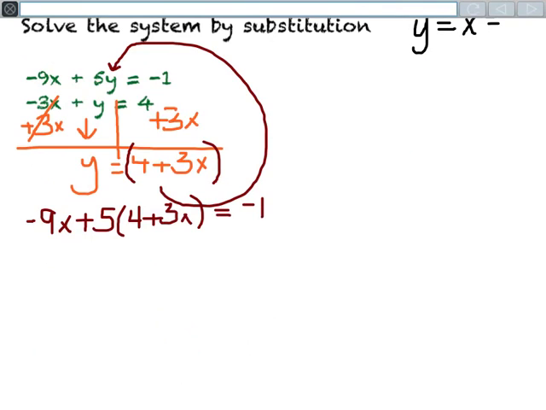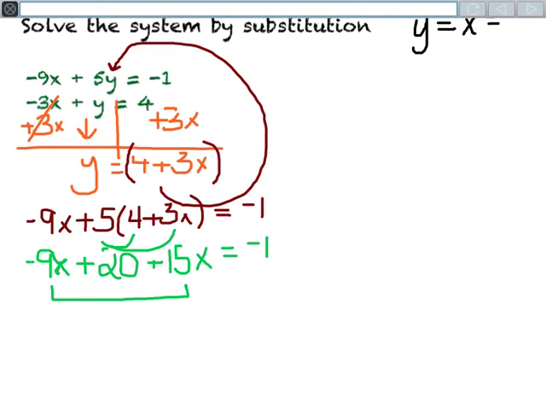negative 1. Now, you're going to go ahead and solve that by distributing. So I'm going to distribute that 5 to everything in the parentheses. So I have negative 9x. My x's don't want to work. Yuck. Plus 5 times 4 is 20. And 5 times 3x is 15x. Equals negative 1. Now I'm going to combine like terms, so I have negative 9x and 15x. That gives me 6x plus 20 equals negative 1.